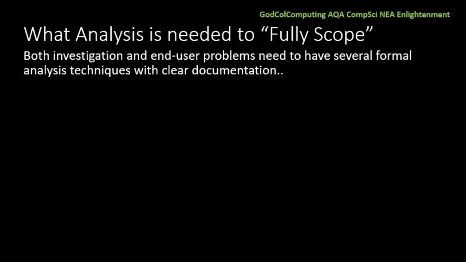So what do we need to do to really be fully scoped and well modelled? Ultimately, computer scientists want to take a problem, abstract it, create a model, and communicate that model through a series of formal techniques, usually diagrams, usually visualizations, so we can get a clear handle on what's happening.